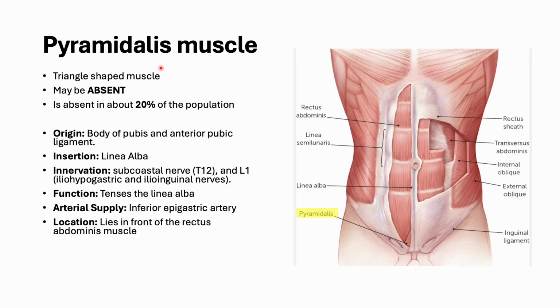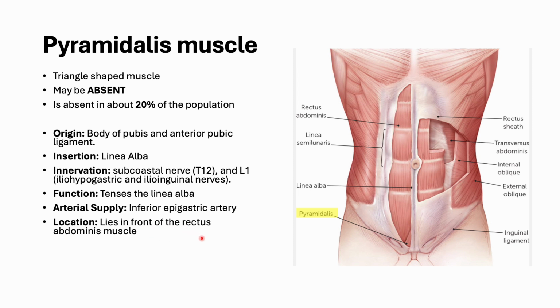And then I find this muscle super interesting, the pyramidalis muscle. This is what it looks like. It's right here. It's a triangular shaped muscle. It's actually absent in about 20% of the population. Its origin is from the pubis and the anterior pubic ligament. Its insertion is going to be on the linea alba, which is this, and then innervation is going to be T12 and L1. The function is to actually tighten up and tense the linea alba.